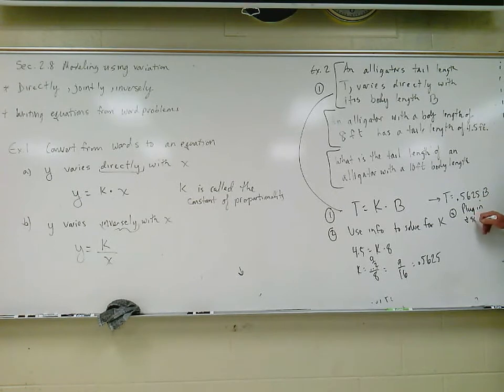So now what am I looking for? I'm trying to solve for what when what is what? I'm solving for tail length, which is normally what we get as long as I know the body length, which is how much? 10. So you just plug in. So what's the tail length when the body length is 10? And what do you get? Yeah, 5.625 feet.